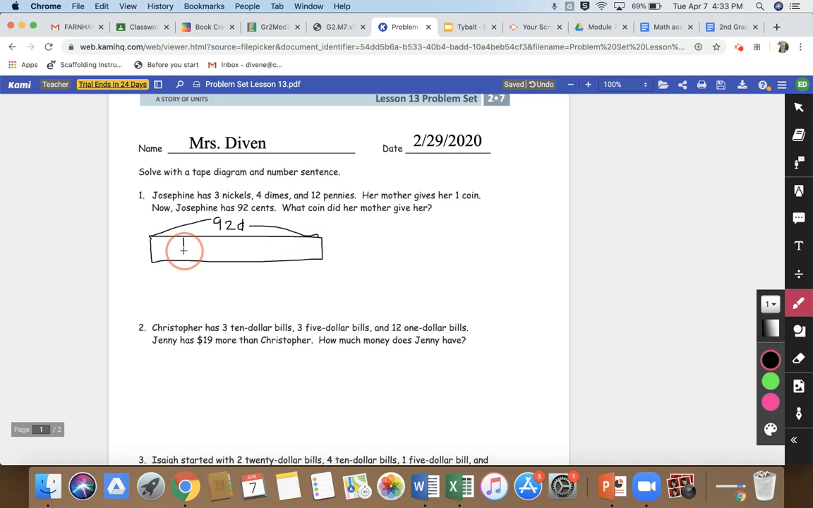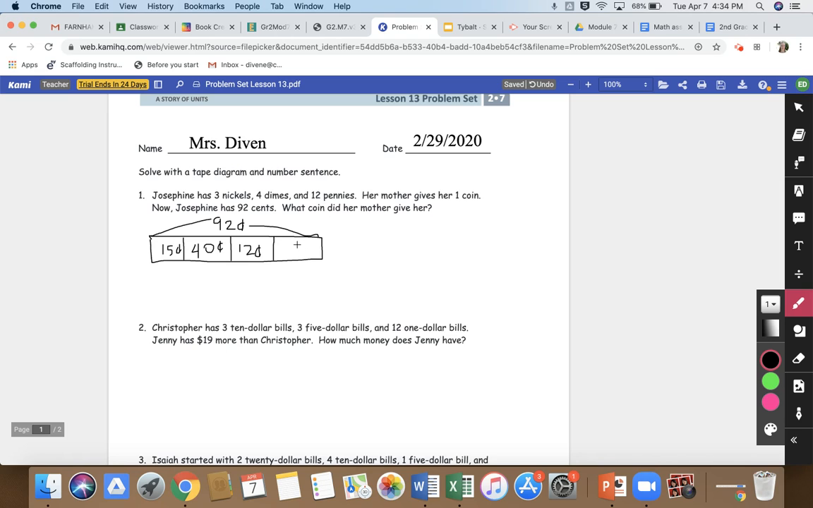So we've got 3 nickels. A nickel's worth 5 cents. So if we count by 5s 3 times, we get 5, 10, 15 cents. Okay, next she has 4 dimes. So if we count by 10s, because a dime's worth 10 cents, we've got 10, 20, 30, 40 cents. And last she's got 12 pennies. And a penny is worth 1 cent each, so that's going to be worth 12 cents total.